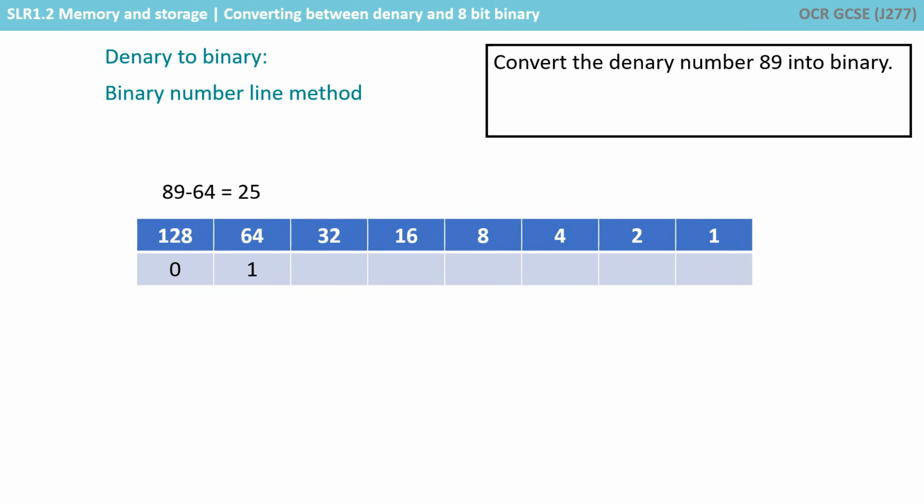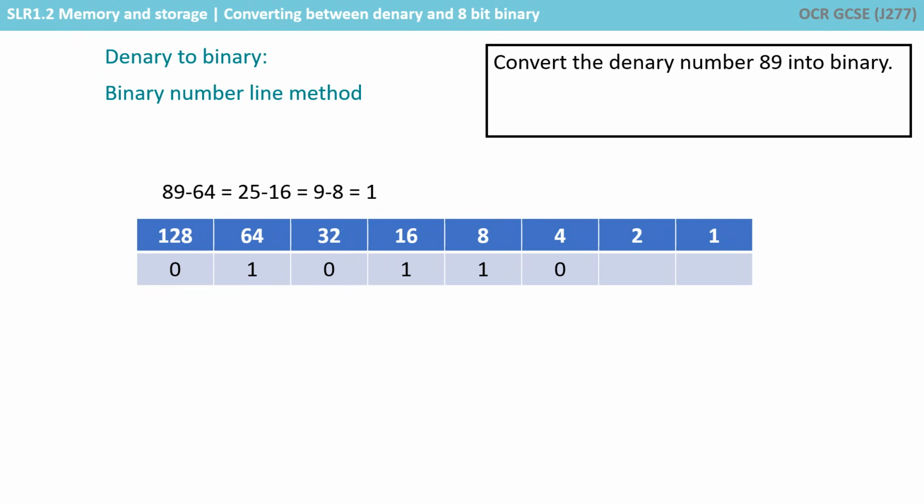So we progress to the next column. So how many 32s fit into 25? Well, that's 0 with 25 left over. How many 16s fit into 25? Well, that's 1, and now we have 9 left over. How many 8s fit into 9? Well, again, it's 1 with 1 left over.